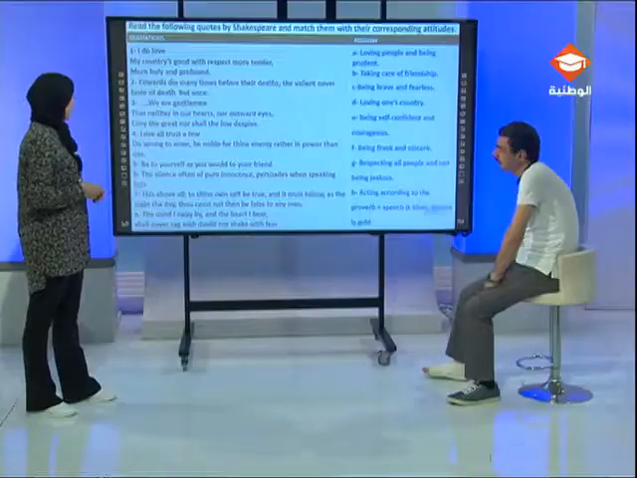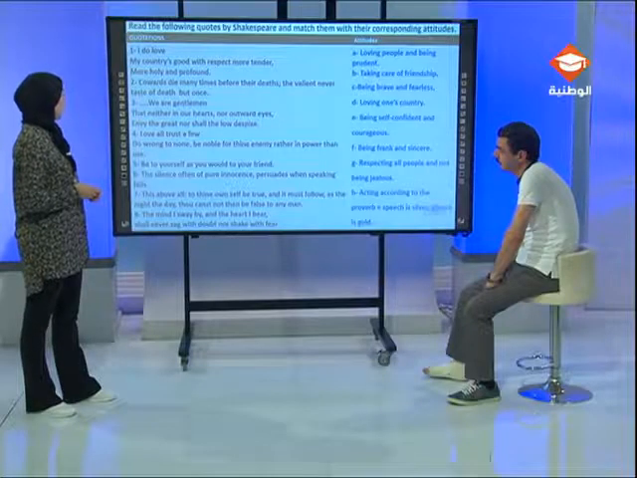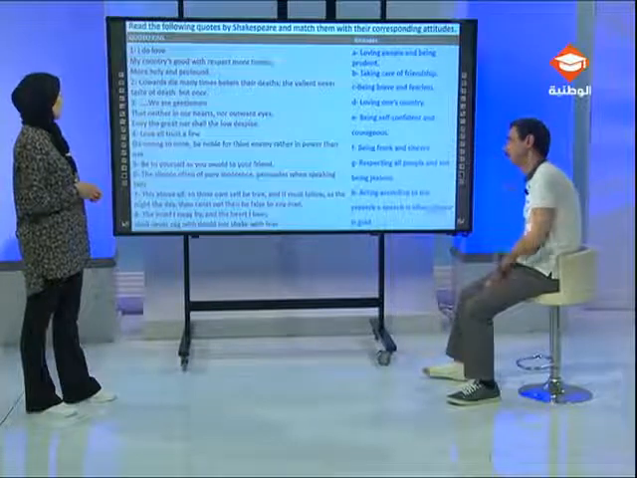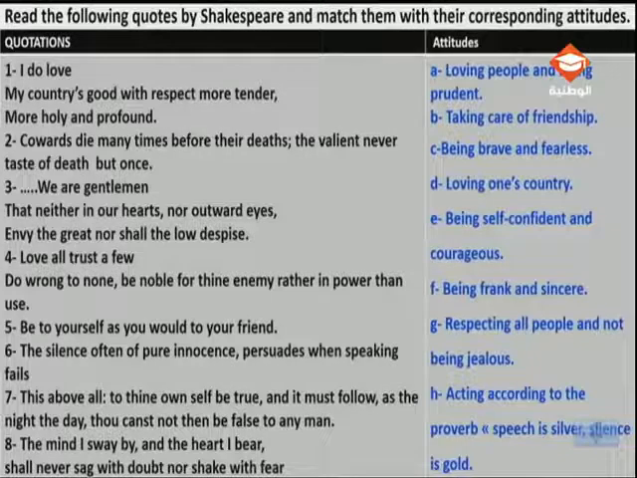We are gentlemen that neither in our hearts nor outward eyes envy the great, nor shall the low despise. The language is becoming more difficult now, but still you can cope with it. Do not worry. Yes, there is a word that may help me.